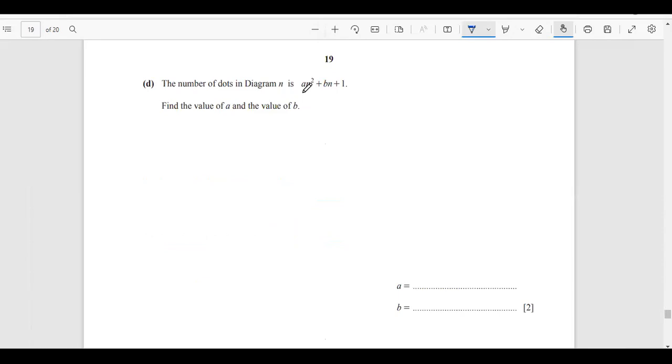The last question and the last part of this exam says, the number of dots in diagram n is an square plus bn plus 1. Find the value of a and the value of b. So either you can find this a and b directly, or what you can do is you can just find the nth term expression for the number of dots and compare it with this one. So let's do it that way.